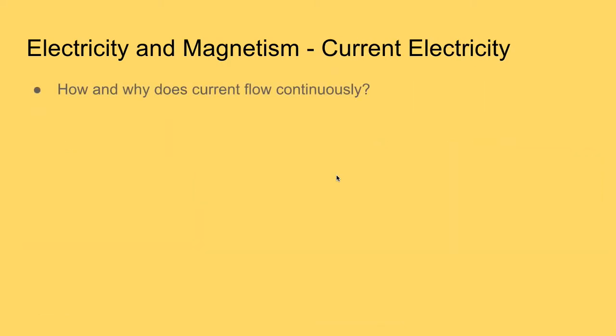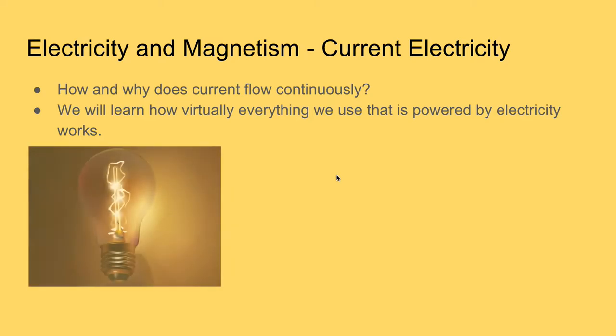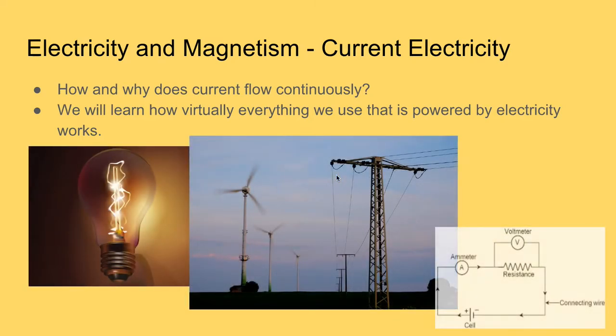Current electricity is not like static electricity where the charges build up and then jump. They have to flow continuously. And everything that is powered by electricity uses current electricity. So there are a lot of uses for this. So here are some pictures of things we'll be looking at in current electricity.